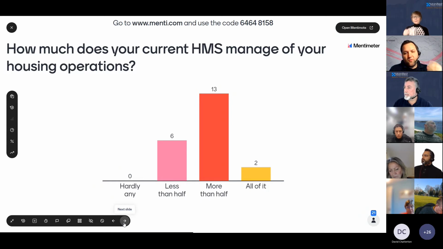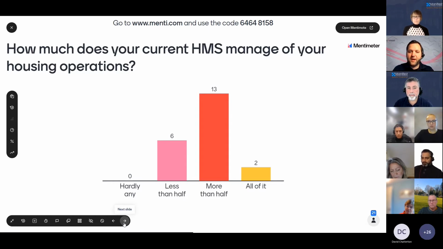Interestingly, with HMS, because we understand it is the backbone of housing association systems, I'm not surprised that there isn't anybody jumping on with hardly any. So it kind of makes sense, really. But that's really interesting that you've only got two people out of this audience who are saying all of it's on the HMS.